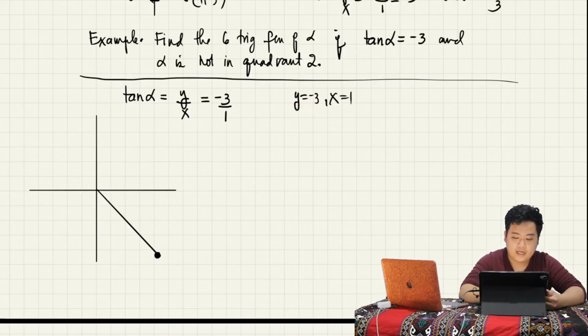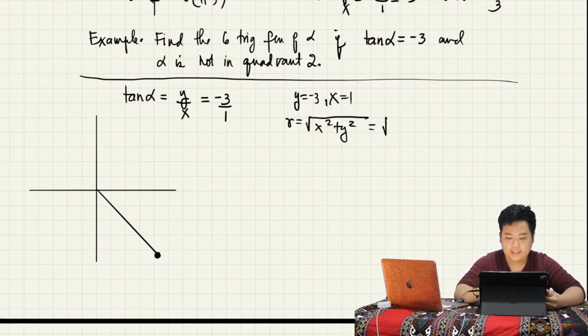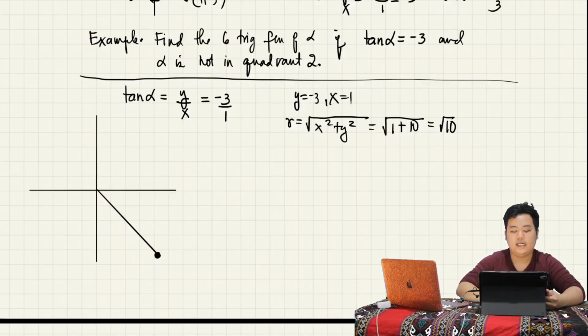So, r ang kulang. R equal to square root of x square plus y square, which is square root of x square is 1, y square is 3, which is 10. So, you get square root of 10. Okay? So, anong cosine? Cosine is x over r, which is 1 over square root of 10.